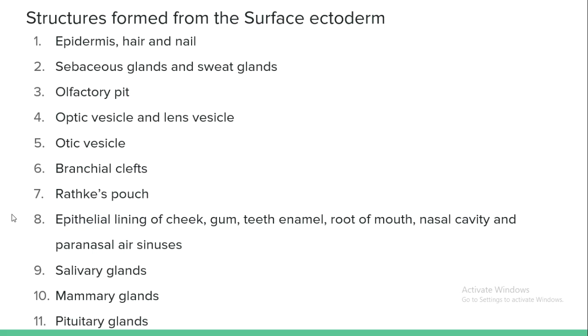The olfactory pit, the optic vesicles and lens vesicle, the otic vesicle, the branchial clefts, and the Rathke pouch. The epithelial lining of the cheek, gum, teeth enamel, roof of the mouth, nasal cavity and paranasal air sinuses, and then the salivary glands, the mammary glands, and the pituitary gland. So all in all, these are the structures formed from the surface ectoderm.